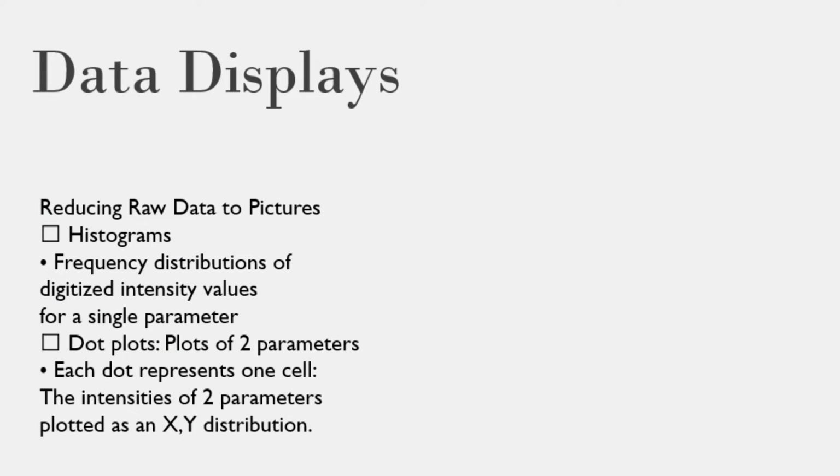Data display. After the process, we can collect the data in different forms, such as reducing raw data to pictures. We use a histogram, which is a frequency distribution of digitalized intensity values for a single parameter. Dot plots are used for plots of two parameters. Each dot represents one cell. The intensities of two parameters are plotted as X and Y distribution.